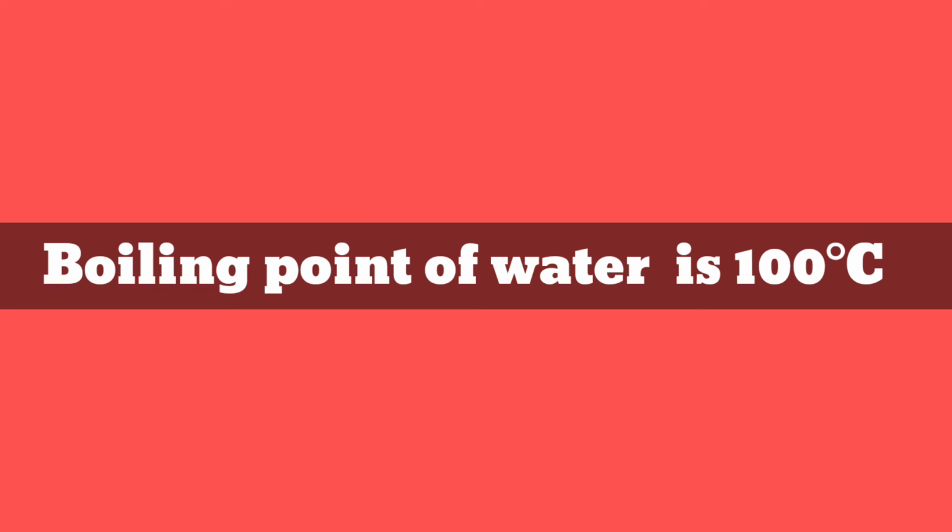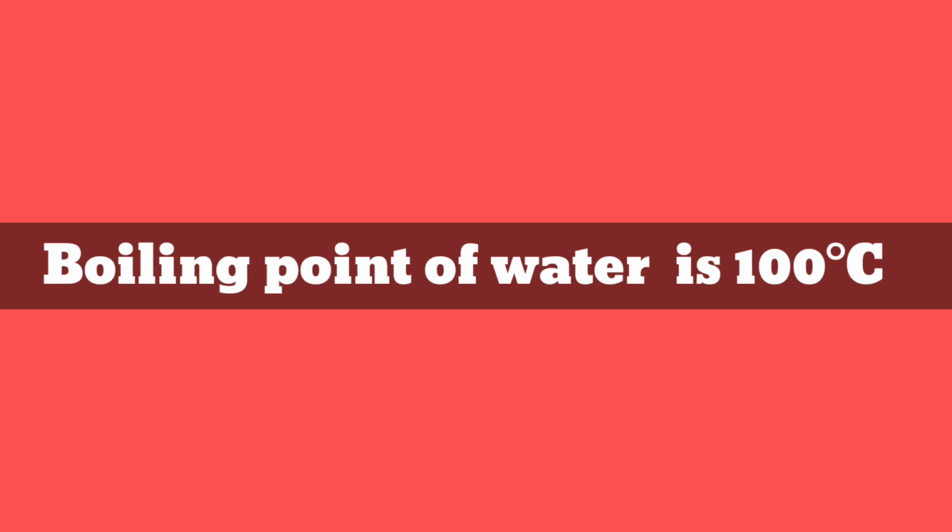Coming to the point of boiling. Boiling occurs at a constant temperature, and that constant temperature is called the boiling point. Boiling point of water is 100 degrees Celsius or 373 Kelvin.